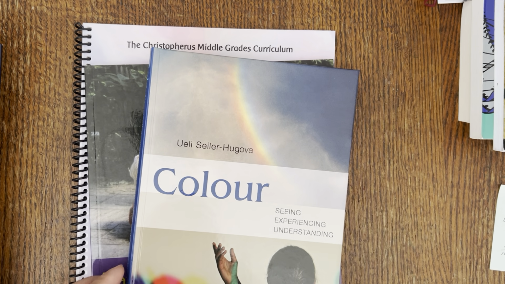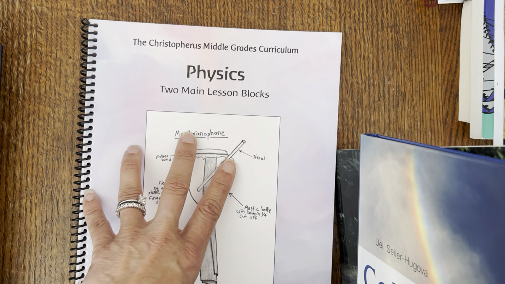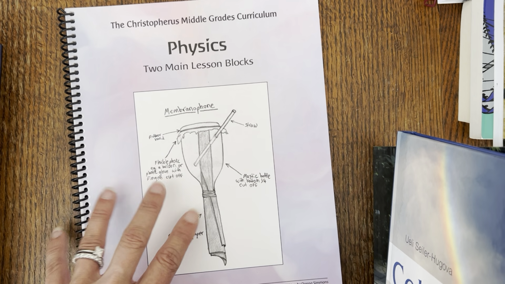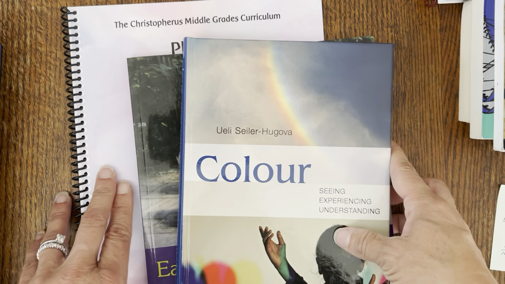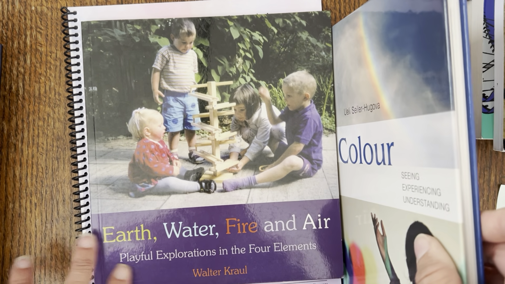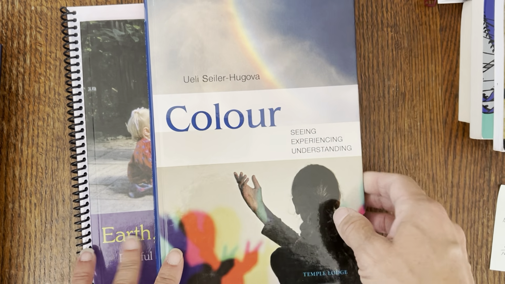And I lied. I have 4 science curriculums. So we have this Christophorus middle grades curriculum. I think this is 6 weeks long, so this isn't like a full year or anything. And I've showed a little bit of this in a prior video. The 2 books are the Earth, Water, Fire, and Air, and Color.